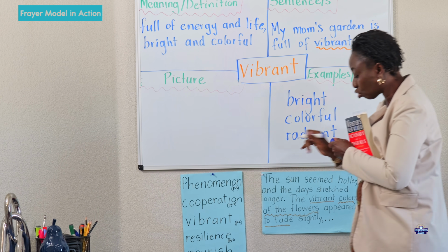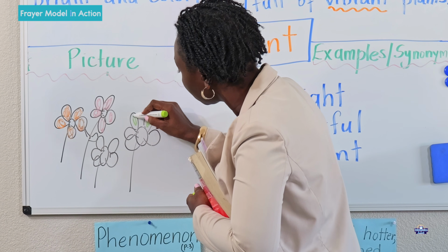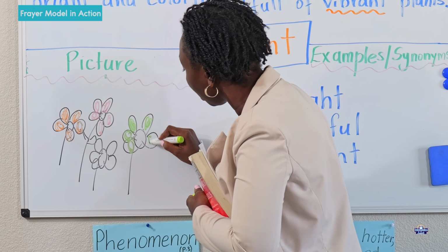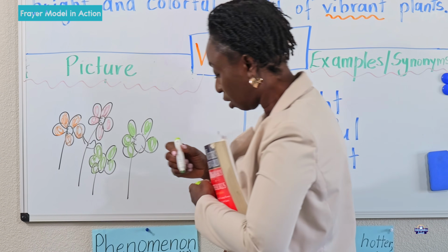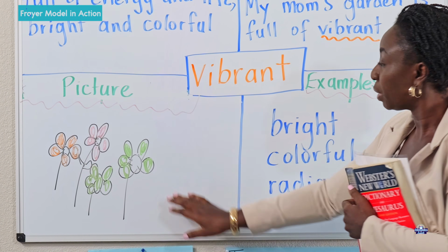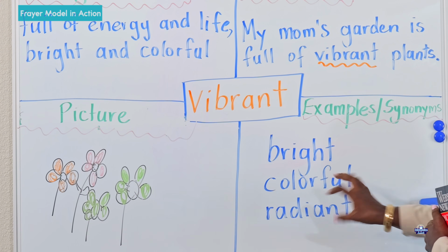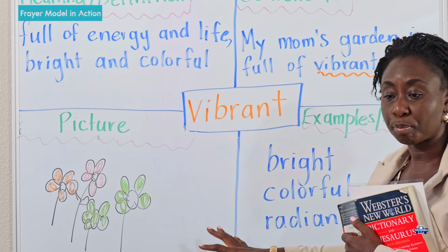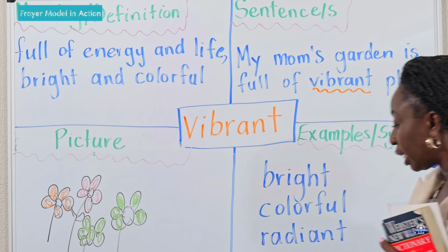All right, now I'm going to draw my picture. So I'm putting in my colors to let it look bright and colorful. All right. So here is my picture. All right, so we have how many parts? We have 4 parts. And this is my example of my Frayer model. Do you understand? Okay, great.